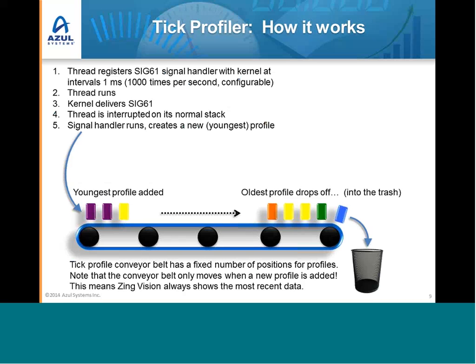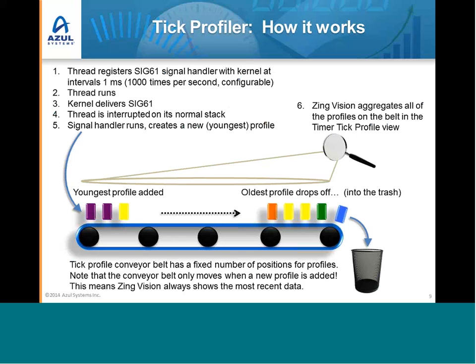The tick profiler works by interrupting each of the individual threads as it's running. Number one, it registers a signal handler. Then the thread runs, the kernel delivers a sig61. The thread is then interrupted on its normal stack, and the signal handler runs and creates a new youngest profile. The data structure here, represented below, is the tick profiler conveyor belt that has a fixed number of positions per profile. When that new youngest profile is added, the oldest profile drops off. Therefore, Zing Vision is always showing you the most recent data for your application.